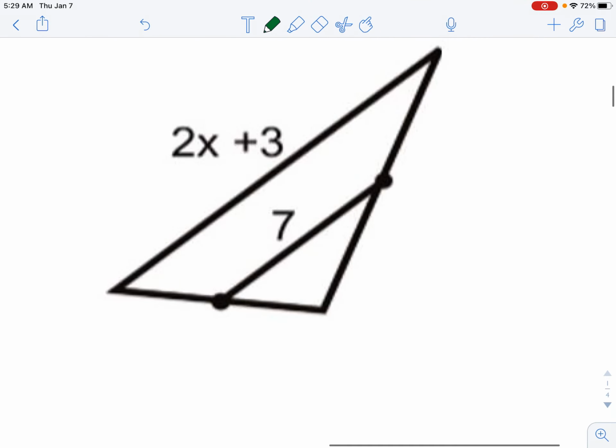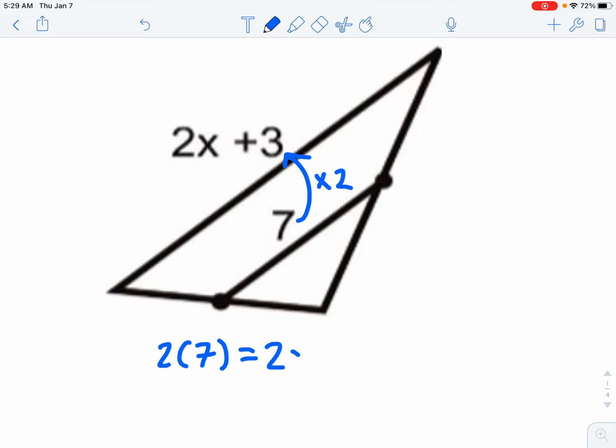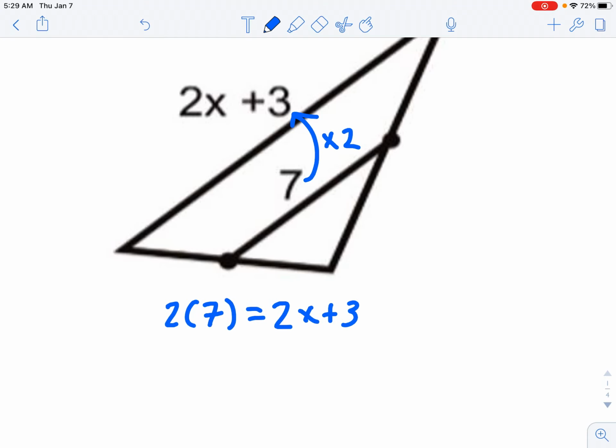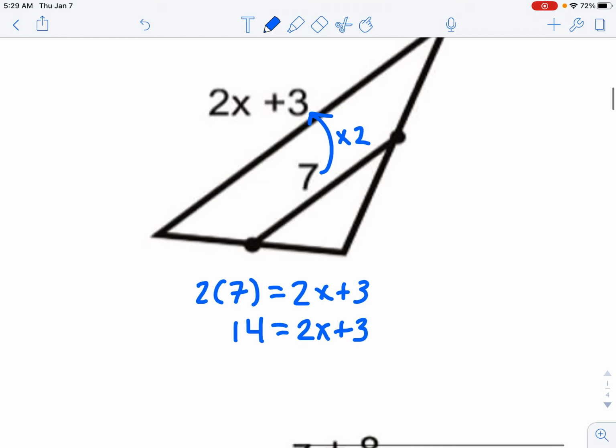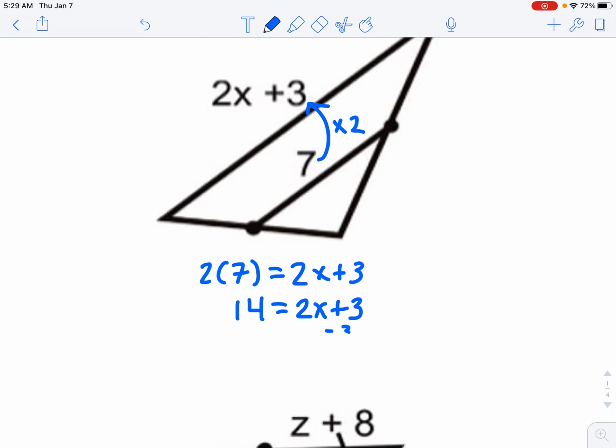Here, again, remember, I like to say multiply the mid-segment by 2. Alright, so I'm going to get 2 times 7 equals 2x plus 3. Alright, I'm going to get 14 equals 2x plus 3. So I said most of the time when you do it this way you won't encounter fractions or decimals, but not all the time.